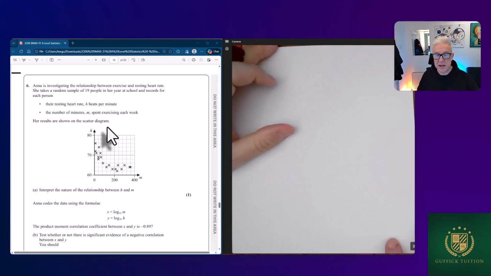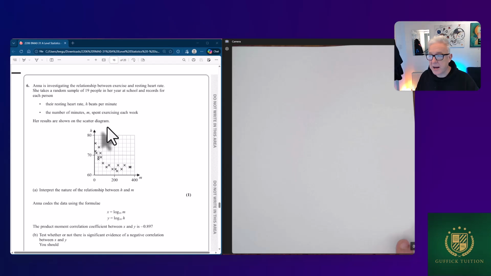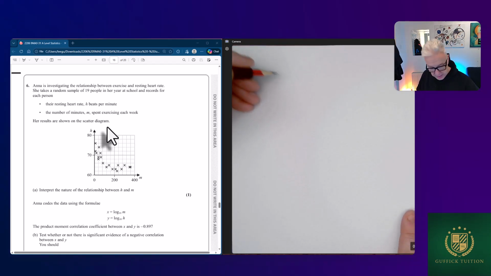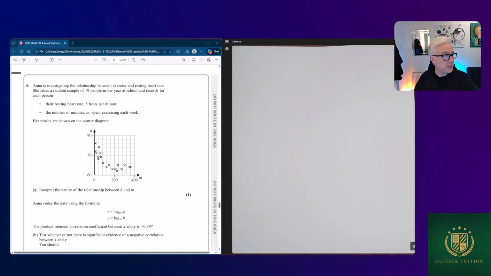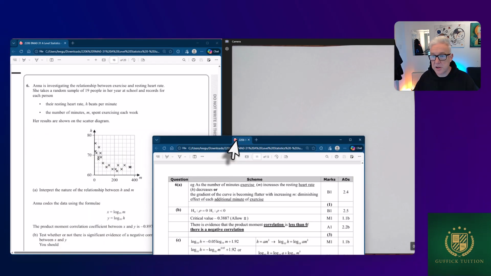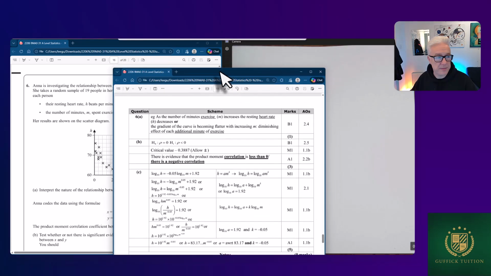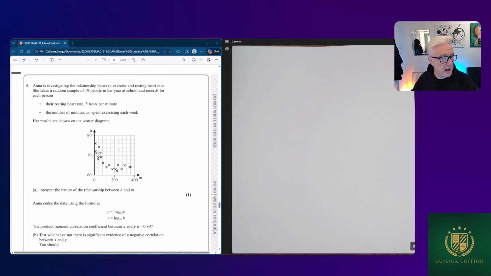So I think we can say that as the amount of time spent exercising increases, the resting heart rate decreases. As you spend more time exercising, the resting heart rate decreases. I think that's pretty much all we would need to say. If I just bring across the mark scheme so you can see what they've said: as the number of minutes exercising increases, the resting heart rate decreases. So that's what we would say there.